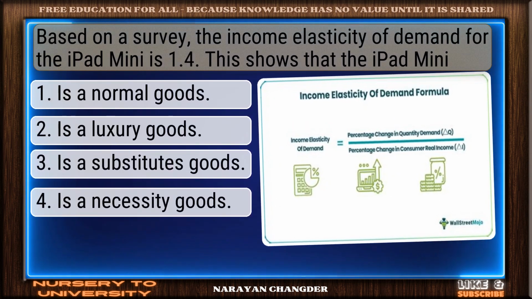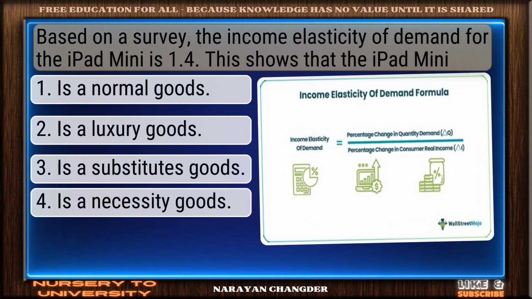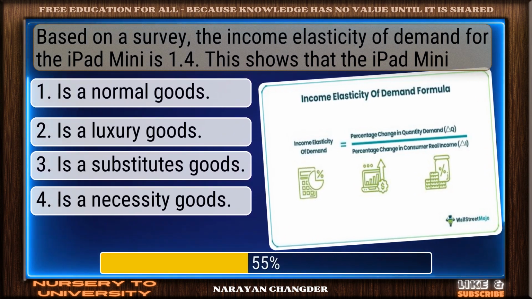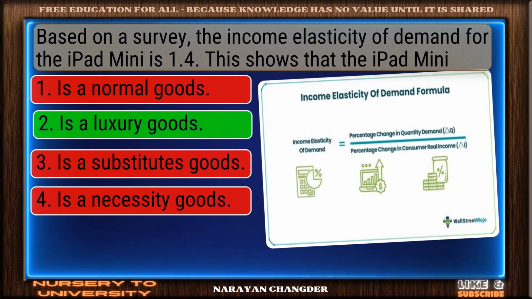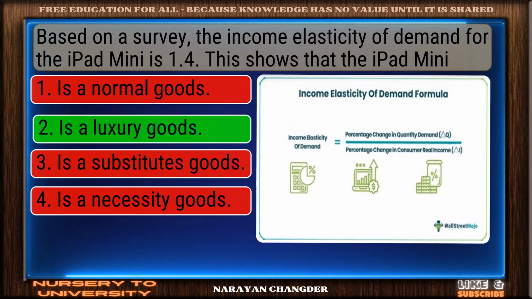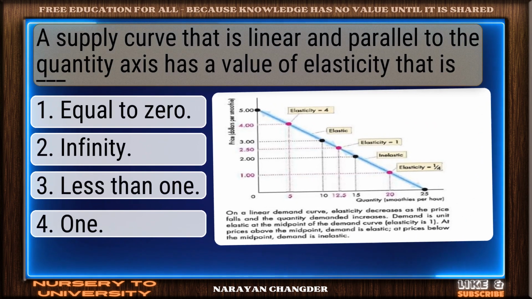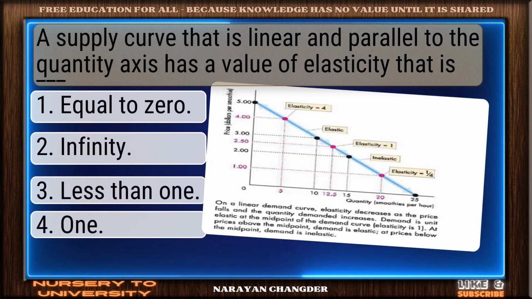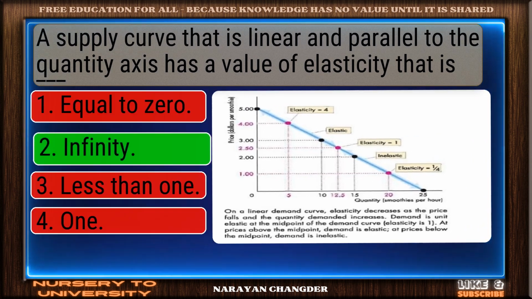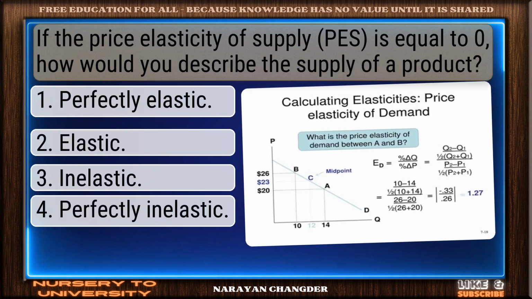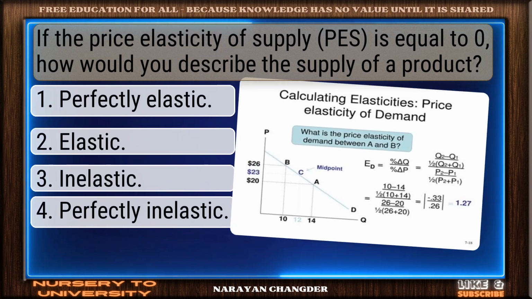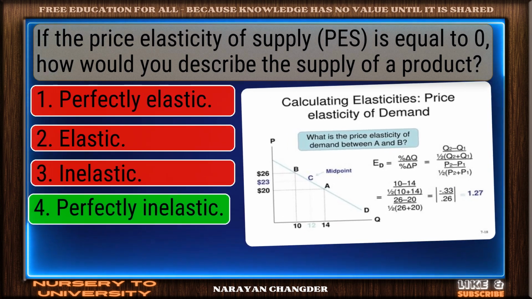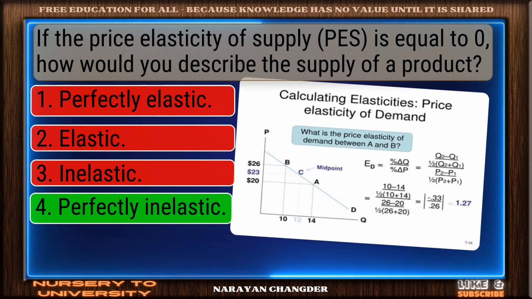Based on a survey, the income elasticity of demand for the iPad mini is 1.4. This shows that the iPad mini. Solid response. A luxury good is a valid choice. A supply curve that is linear and parallel to the quantity axis has a value of elasticity that is dash. Bravo, infinity is the answer. If the price elasticity of supply is equal to 0, how would you describe the supply of a product? On track. Perfectly inelastic is the correct answer.